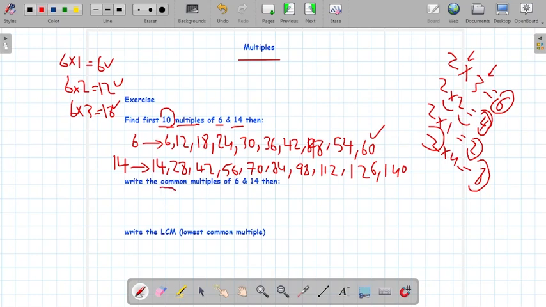The next question is to find the common multiple. What is the meaning of the common multiple? It's similar to the idea of common factors. So I need to check what is the common multiple between both of them when I see the numbers.